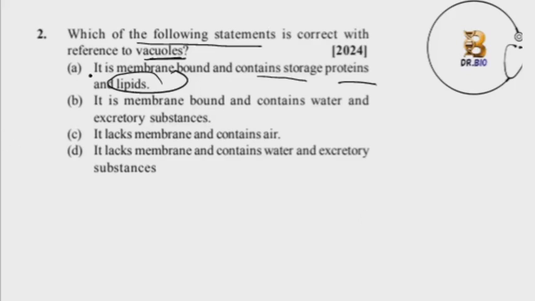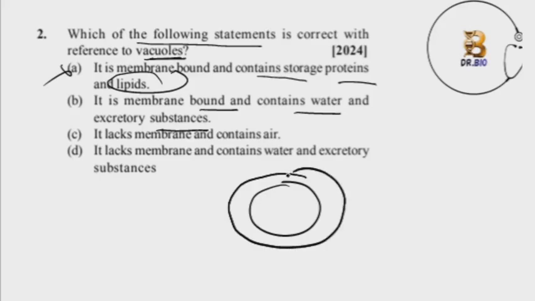That is why this stands to be a wrong one. And moving to the next option, it is membrane bound and contains water and excretory substance? Yes, of course. So the vacuoles are membrane bound structures which have a capacity to store the water majorly, right? So excretory substances are also stored in this, and they are helpful for excreting the waste materials also. That is why option B will be the right one.